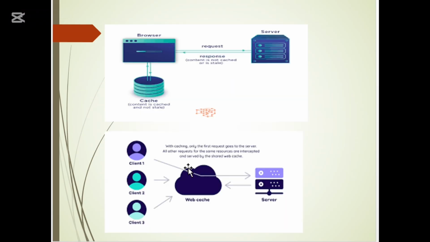Then here is the picture of the cache: web cache, server to web cache, and there are three clients: client 1, client 2, client 3. They send requests to the server, then the server collects the information from the web cache. And in the first picture, browser and server, there are a request and a response.